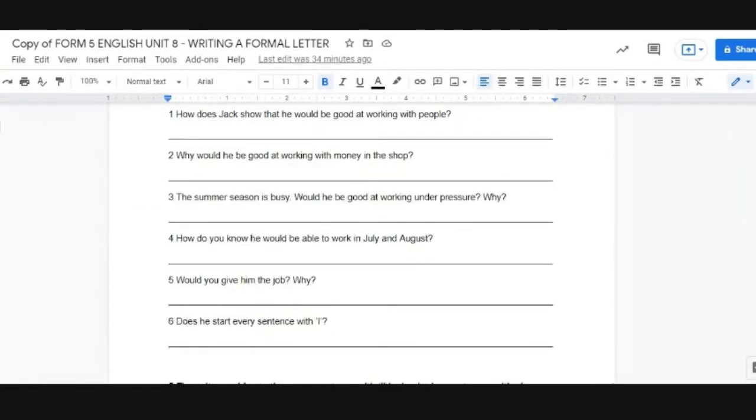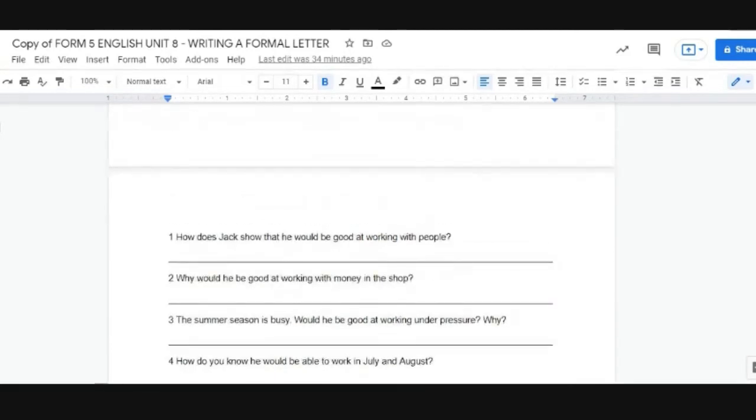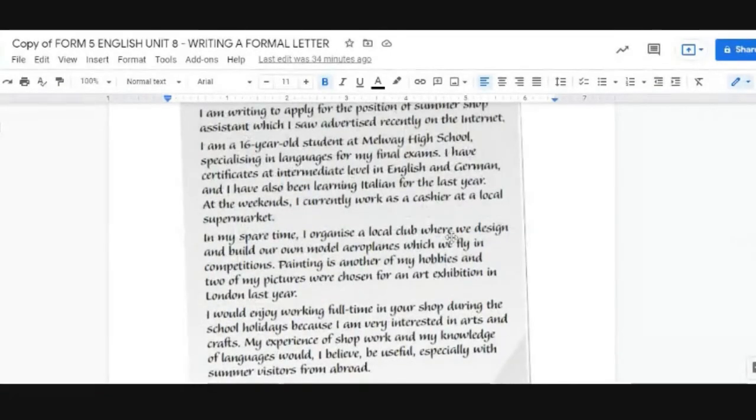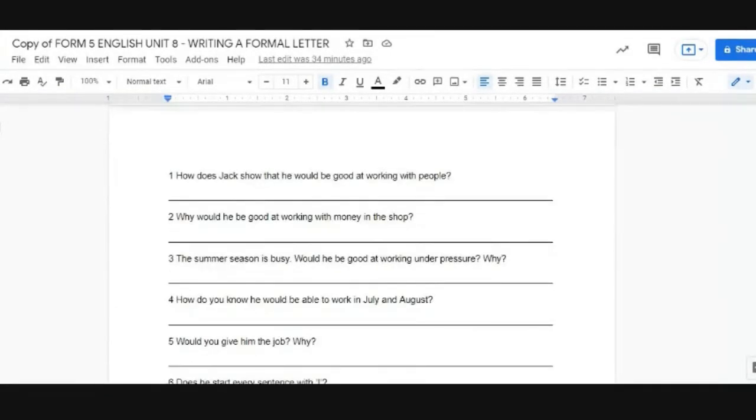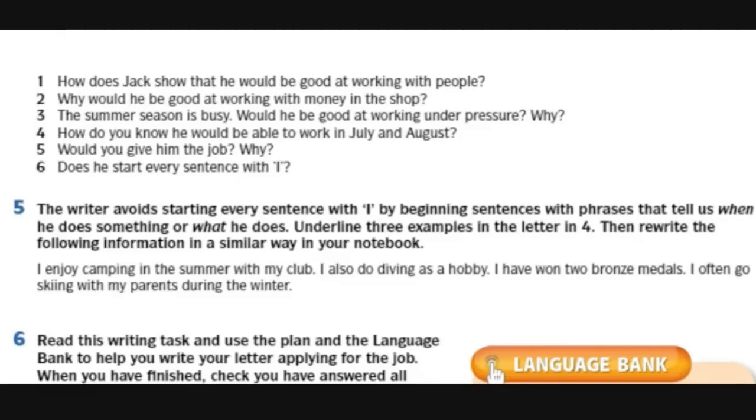Okay, so we go through these questions also. Okay, number 1, how does Jack show that he would be good at working with people? This is based on the sample letter that we have read just now. How does Jack show that he would be good at working with people? Can you tell me? Jack currently works as a cashier at a local supermarket and he can organize a local club. This shows that he would be good at working with people, right? Okay, good. Thank you.